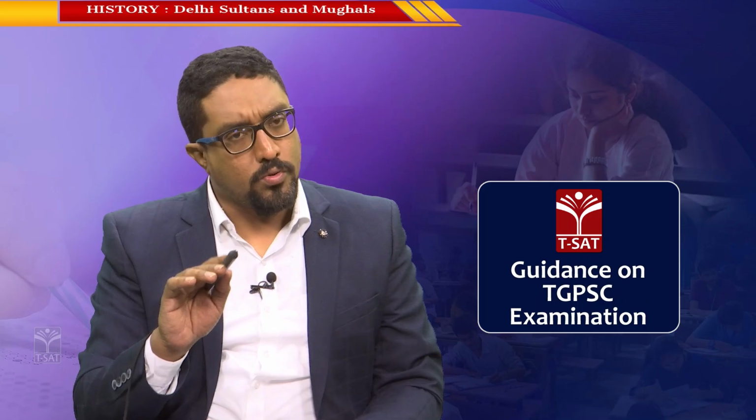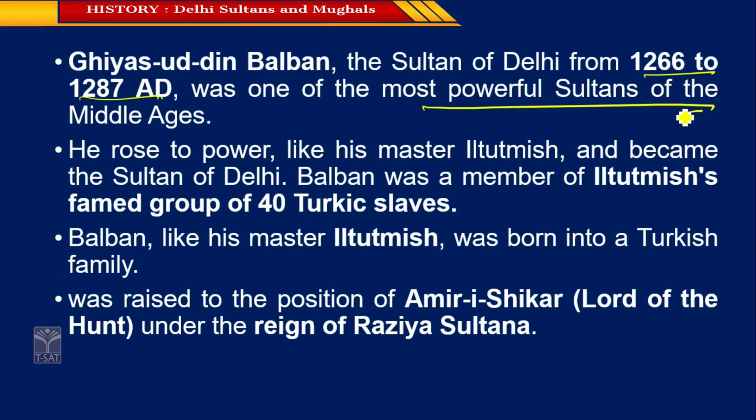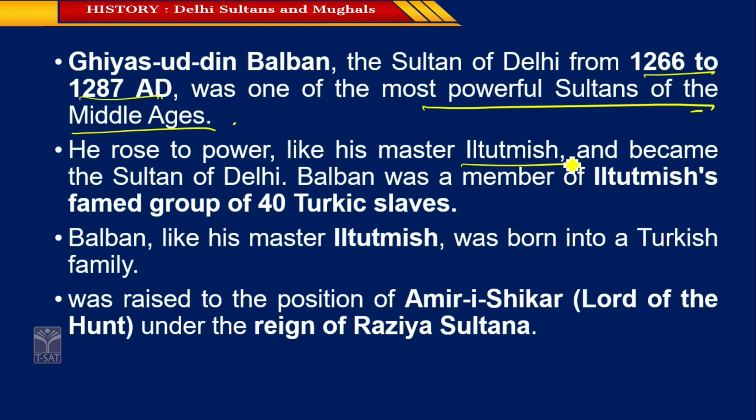Some books will also mention it as 1288. No issues. It might have been somewhere between 1287 to 88 AD. He was one of the most powerful sultans of the Middle Ages. In fact, he was in reality a slave of Iltutmish. He rose to power just like his master Iltutmish and became the Sultan of Delhi. Balban was also a member of Iltutmish's most popular 40 Turkic slaves, commonly called Chahalgani.